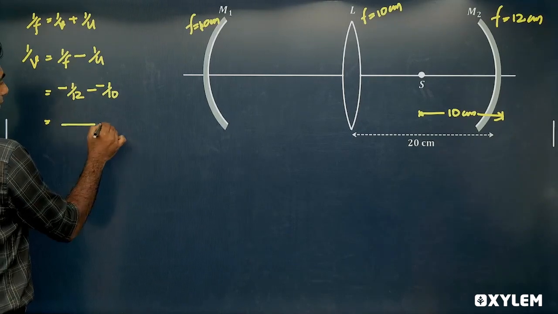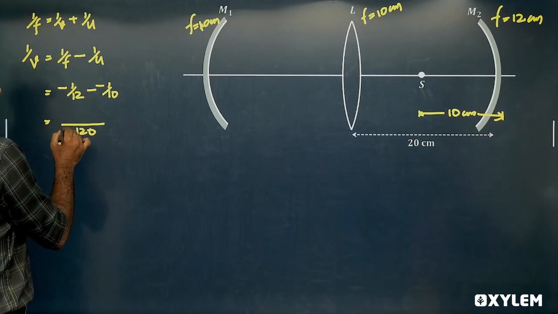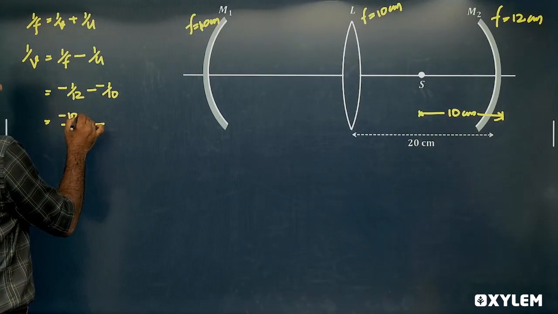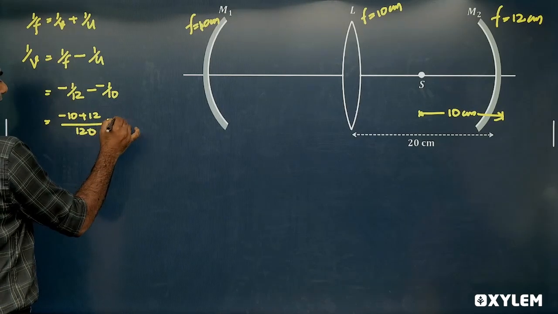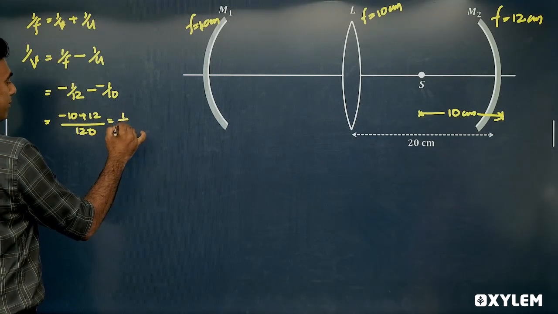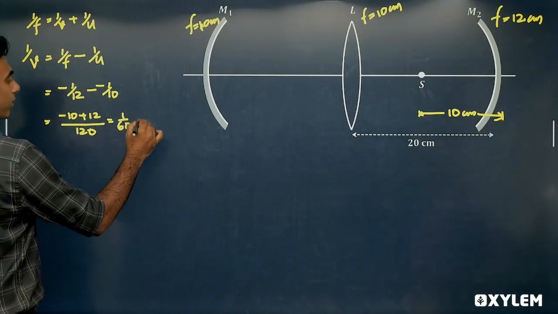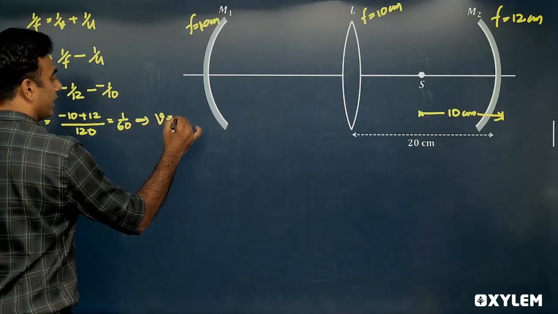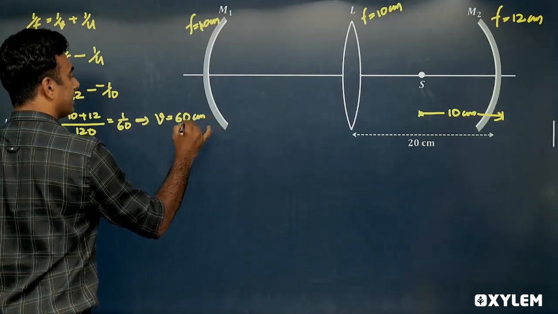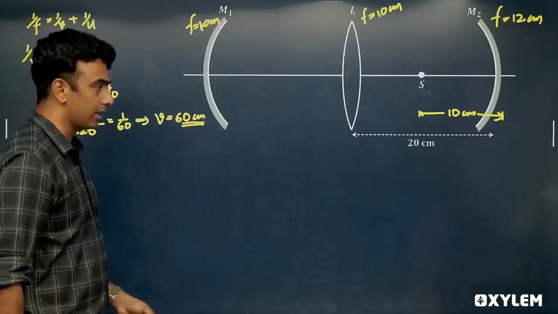Taking the LCM as 120, that is minus 10 plus 12, which equals 2 by 120, that is 1 by 60. Or you can say v equals 60 centimeter. v is equal to 60 centimeter.